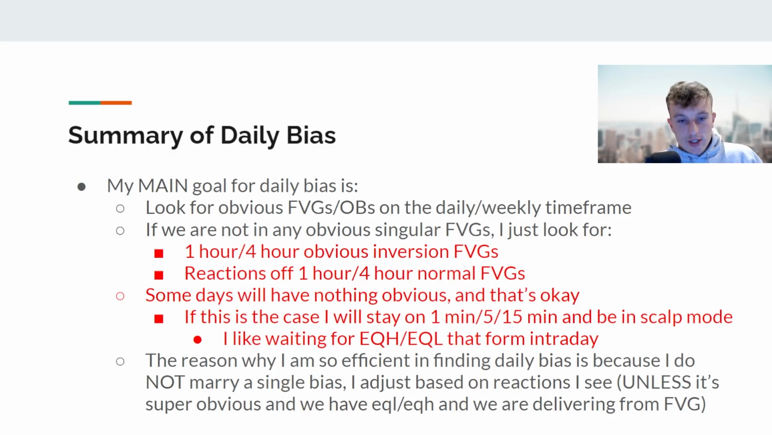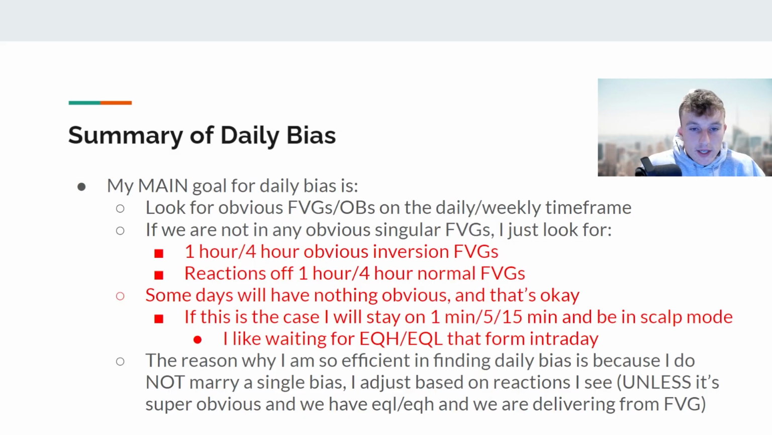Maybe your condition is, oh, we're holding a 4-hour fair value gap, so I think we're going to dump. And then see how many times out of 3 times you can get the daily bias right based off what I taught you. But you have to wait for the obvious ones. If you don't wait for the obvious ones, you're just going to make it harder on yourself. So that's your assignment.